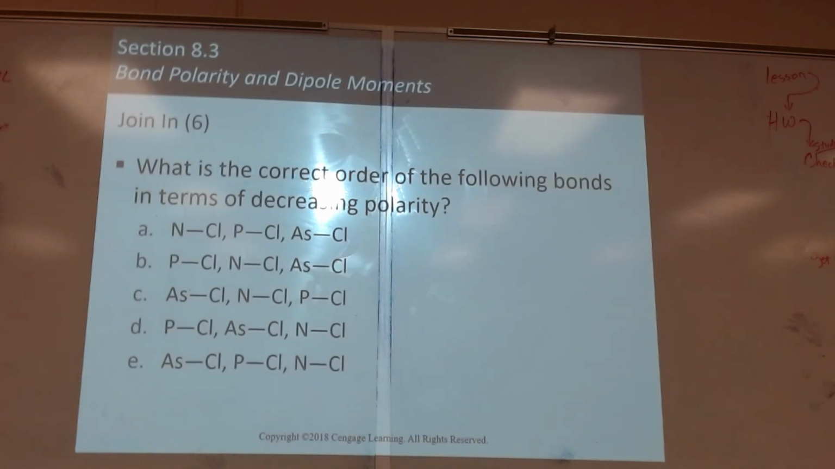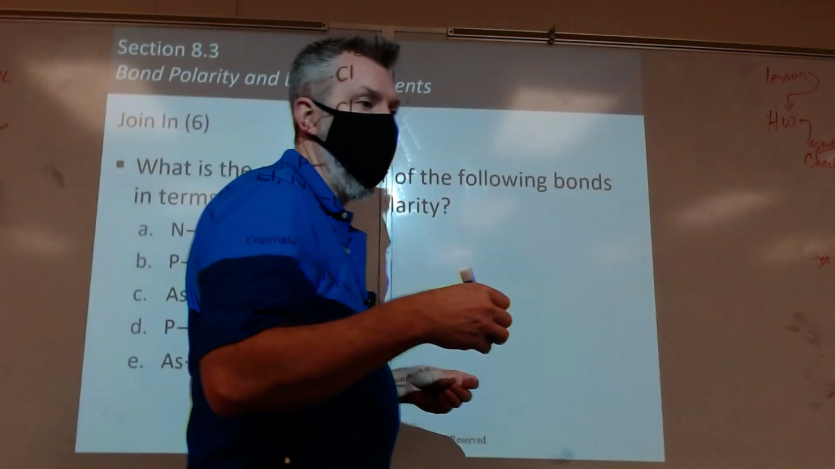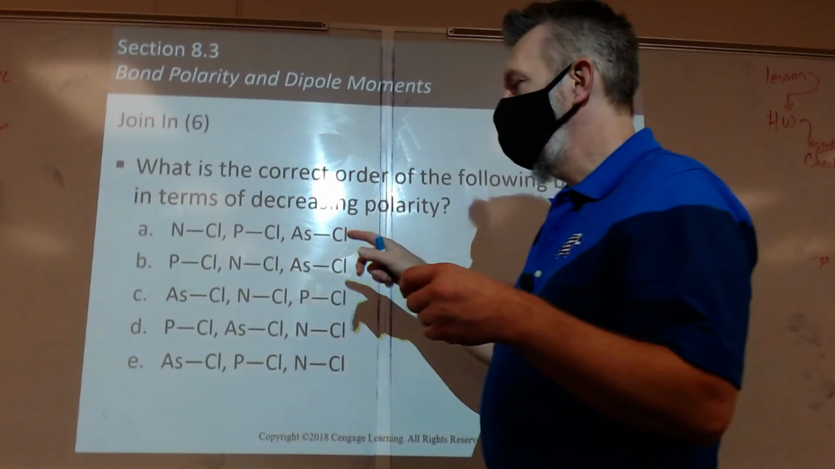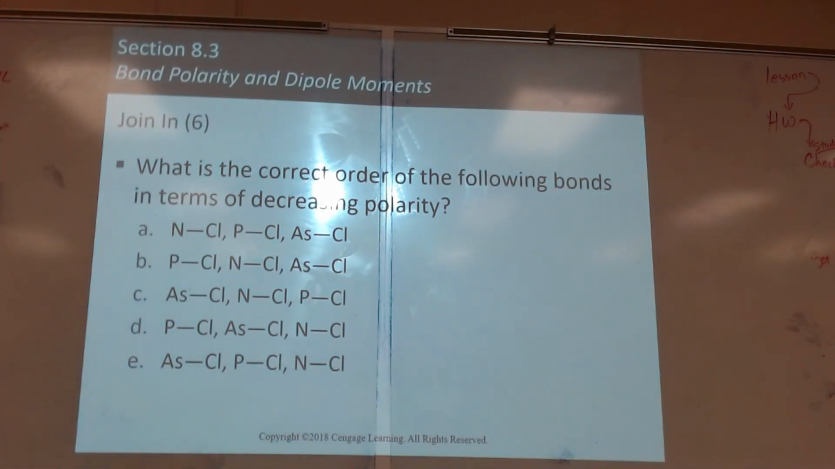All right. So first of all, what do we notice? They all have chlorine, right? So what am I looking for then? I just need to look at the other elements, right? Which one is going to have the most polarity? Arsenic. Okay? Decrease in polarity. So the difference between the chlorine and arsenic is going to be greater than anything else.